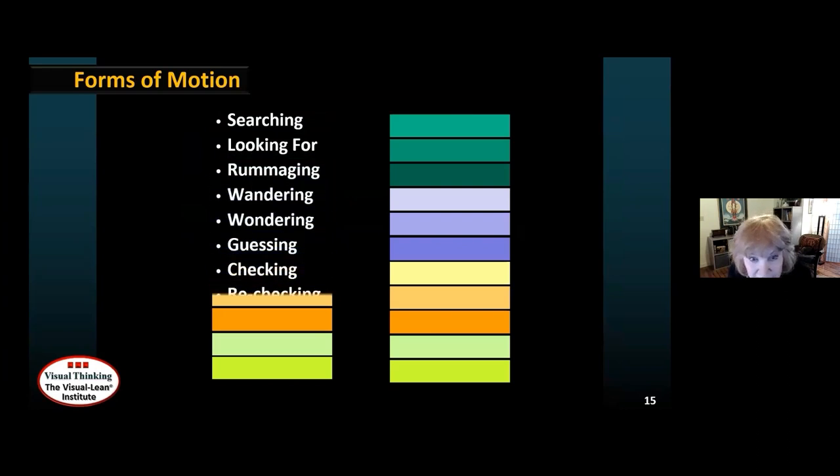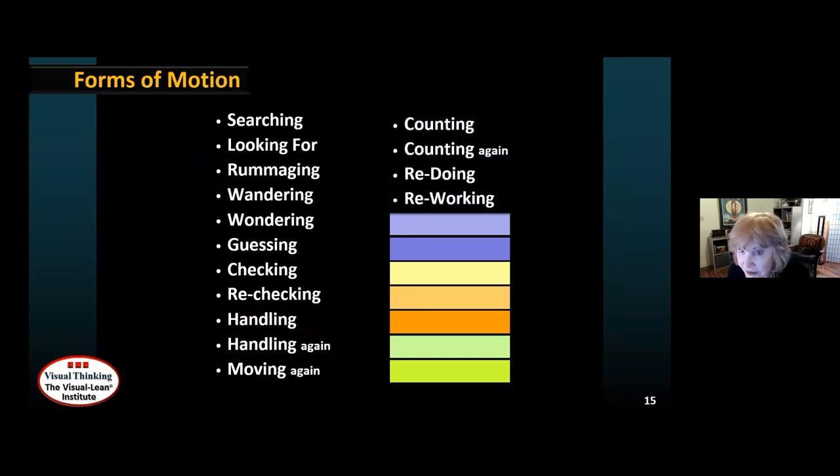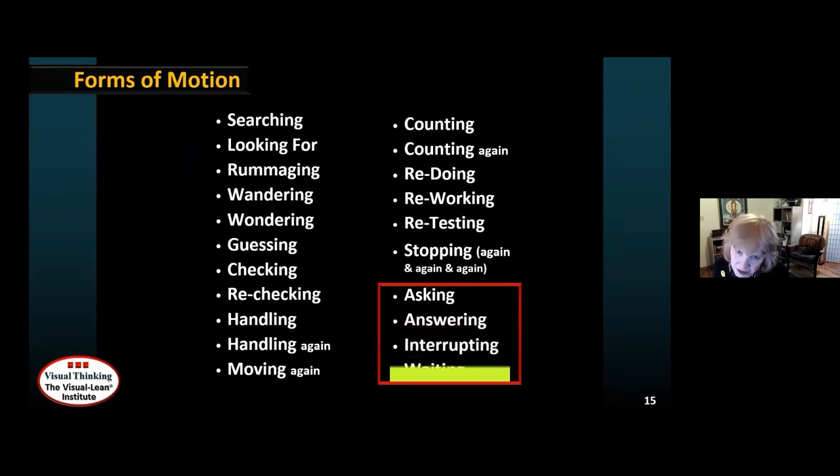Guessing, wandering, checking again, counting again, redoing, reworking, stopping. All of these are forms of motion. They're practically invisible. They're microscopic. And the big bugbears: asking questions, answering questions, being interrupted, and waiting for information.